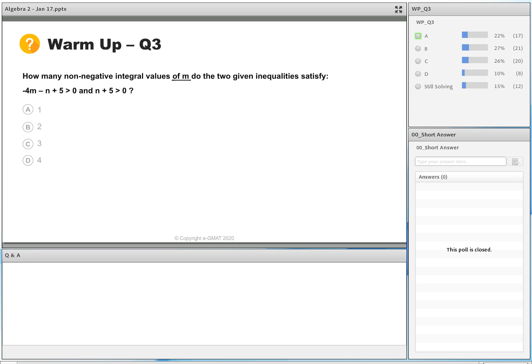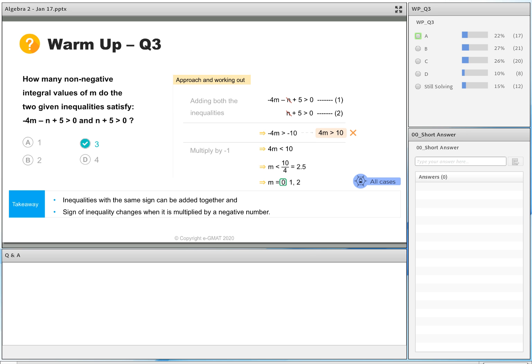And now, my target is to first eliminate n. Now I see a minus n over here. I see a plus n over here. I also see that both these inequalities are with the same sign. And what did we learn in the previous question? Inequalities with the similar signs can be added together. So when I add both these inequalities together, I can cancel off n, and then I find out that the value of minus 4m is greater than minus 10.